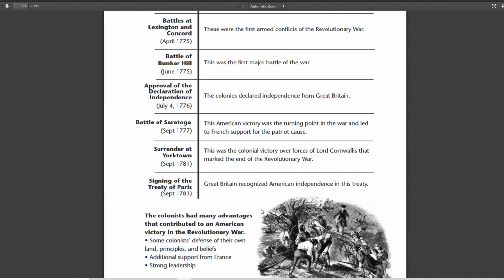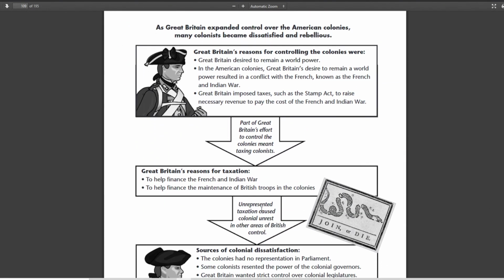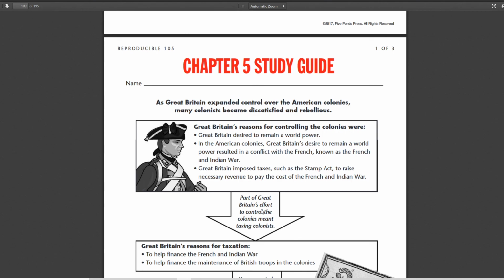Okay, definitely take a look over these sheets right here in the back in your workbook. They're going to help you a great deal on your test.